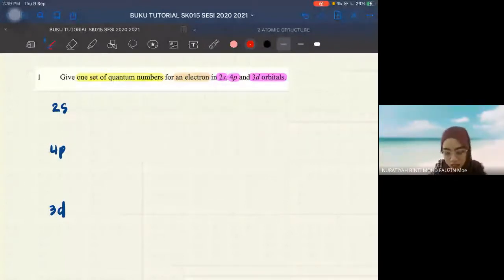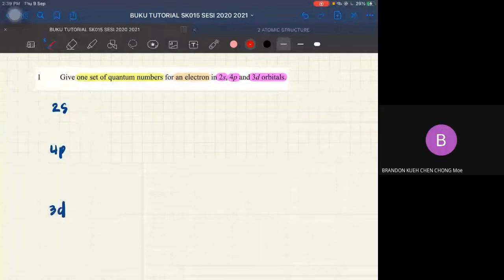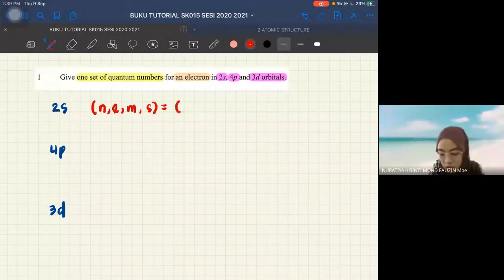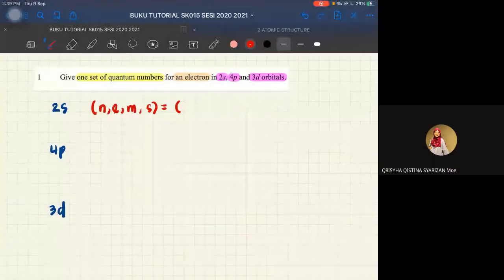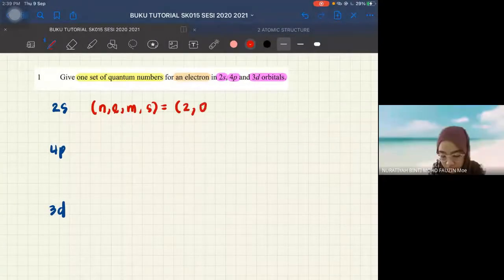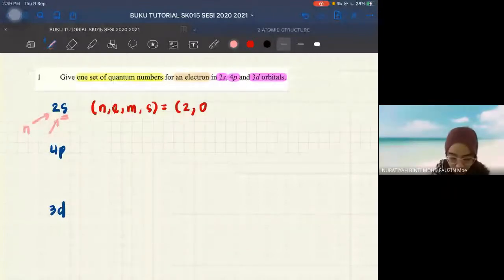So for 2s, okay, how do we give the address of your electron? Start from N, L, M, S. Okay, you can write like this. So N will equal to two. L is zero because you have an S orbital. S orbital maksudnya dia spherical shape, so L equals to zero.